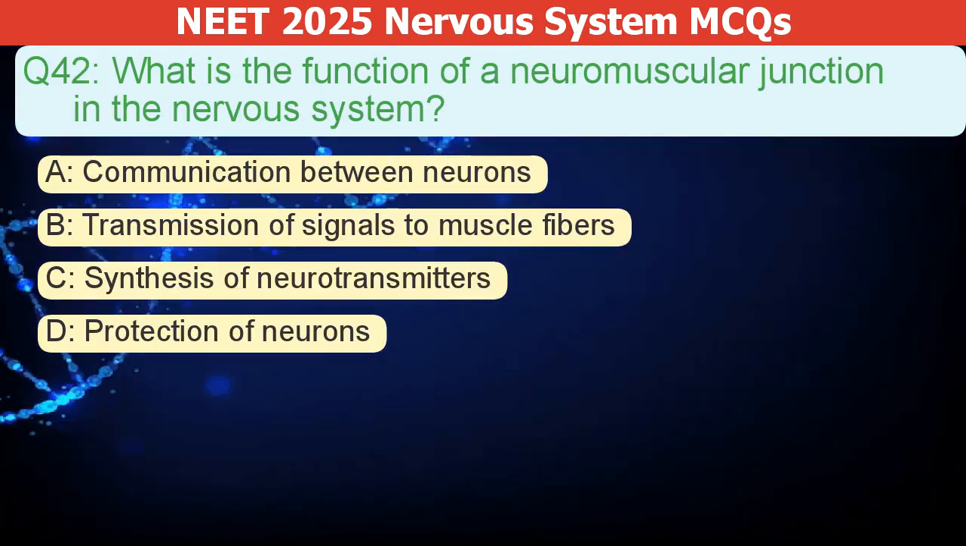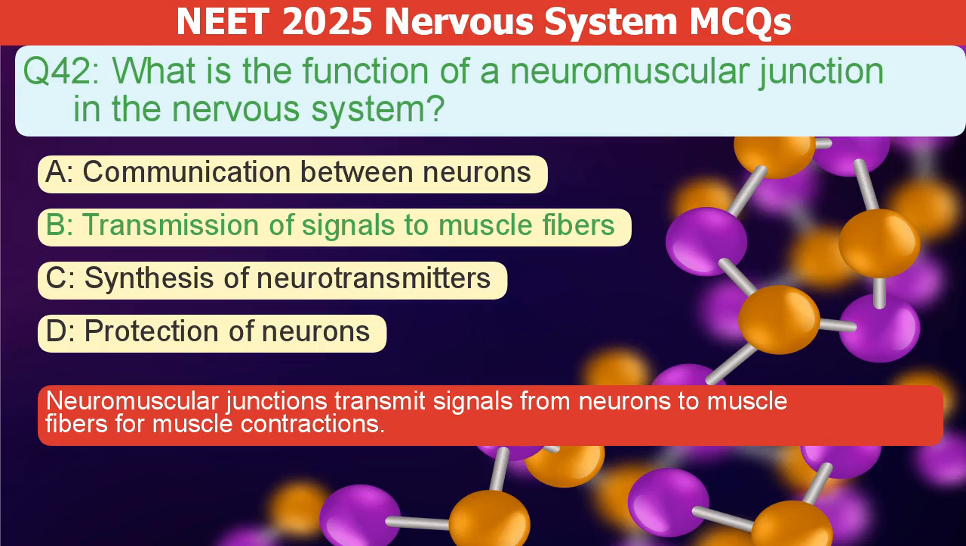What is the function of a neuromuscular junction in the nervous system? A. Communication between neurons. B. Transmission of signals to muscle fibers. C. Synthesis of neurotransmitters. D. Protection of neurons. The correct answer is B. Neuromuscular junctions transmit signals from neurons to muscle fibers for muscle contractions.